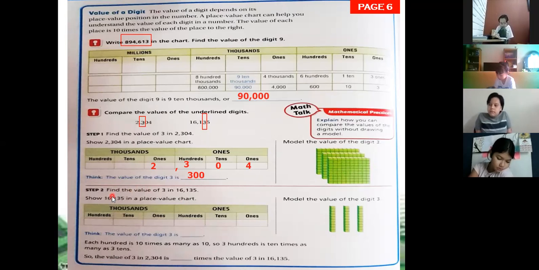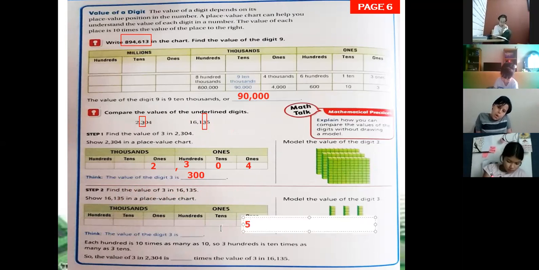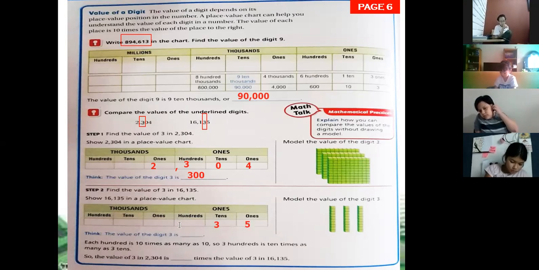Now, step number 2, find the value of number 3 in 16,135, in the second number. We are going to find the value of 3. But first, we need to place the complete number in the chart. How many ones do we have? We have 5 ones. Excellent. How many tens? 3 tens. How many hundreds? 1.